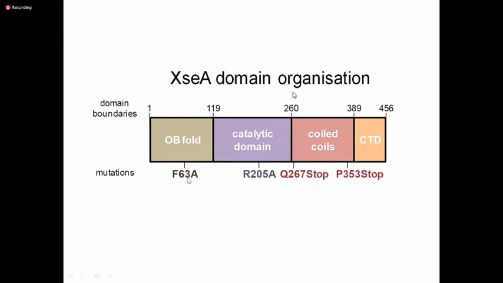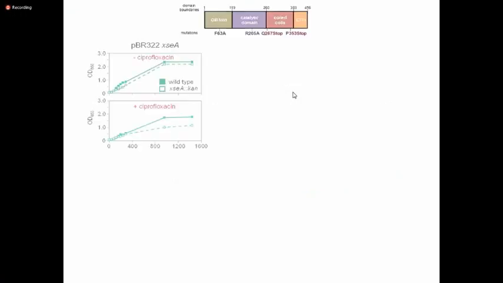So we mutated some parts of these domains and looked at the growth data, again, to see whether we are able to have the function without any domains or not. So here's the data. This data is the same which I've already shown you: when you have an XseA-encoded plasmid and you complement it, the cells are able to grow in the presence of ciprofloxacin.